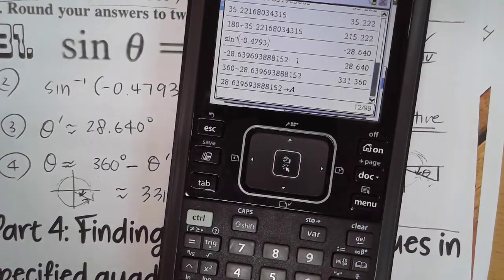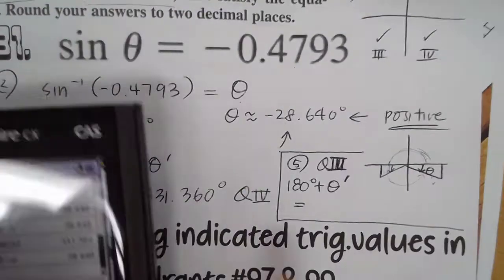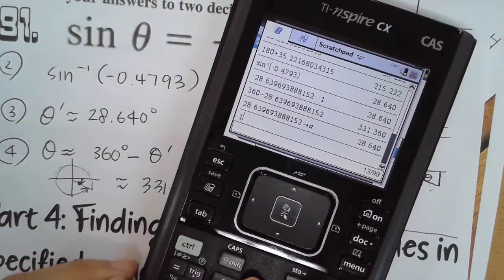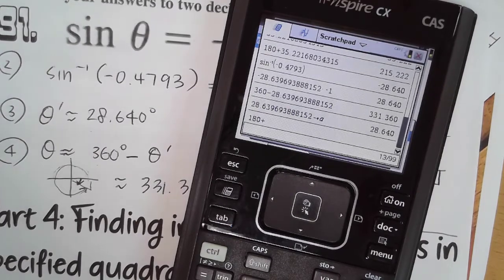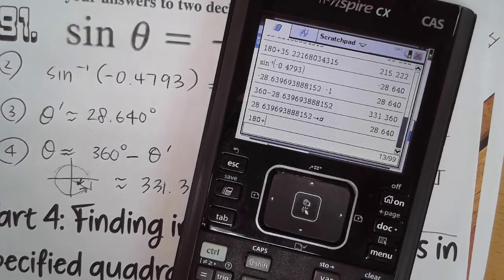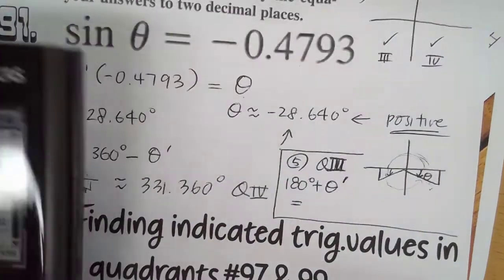Maybe call it A. And every time you call A, it's going to be your reference angle, okay? So let's try that again. It's 180 plus your reference angle. For this case, since I stored the value of the reference angle, which I called A, I could just type in A, and look what happens. I get 208.648.